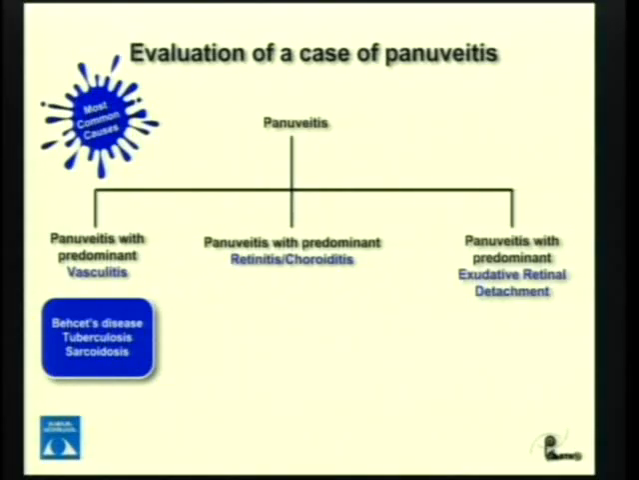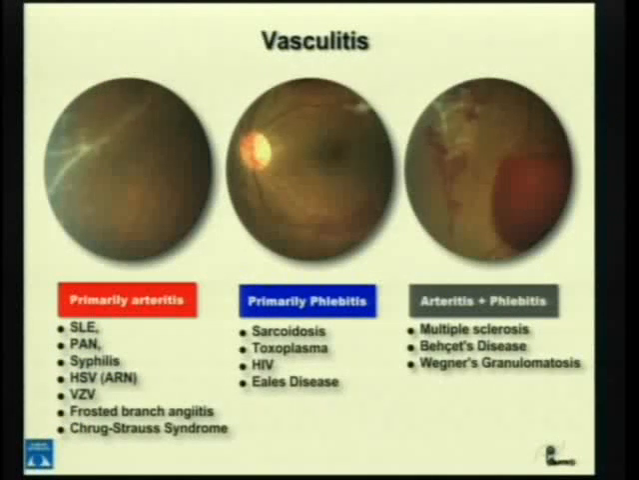In that case, think about the three most common causes: Behçet disease, tuberculosis, sarcoidosis. Now, these vasculitis cases can be differentiated by the involvement of the vessels. Primary vasculitis, arteritis, is seen mainly in the collagen vascular diseases like SLE, PAN, and sometimes in viral diseases like acute retinal necrosis. Veins are involved in sarcoidosis, the most common example. Sometimes both vessels can be involved, in Behçet disease and multiple sclerosis.